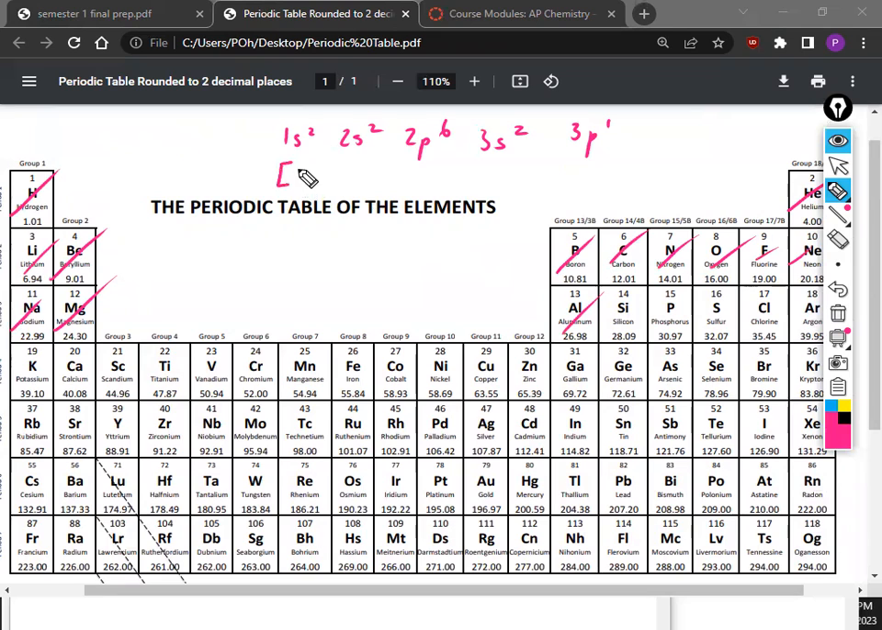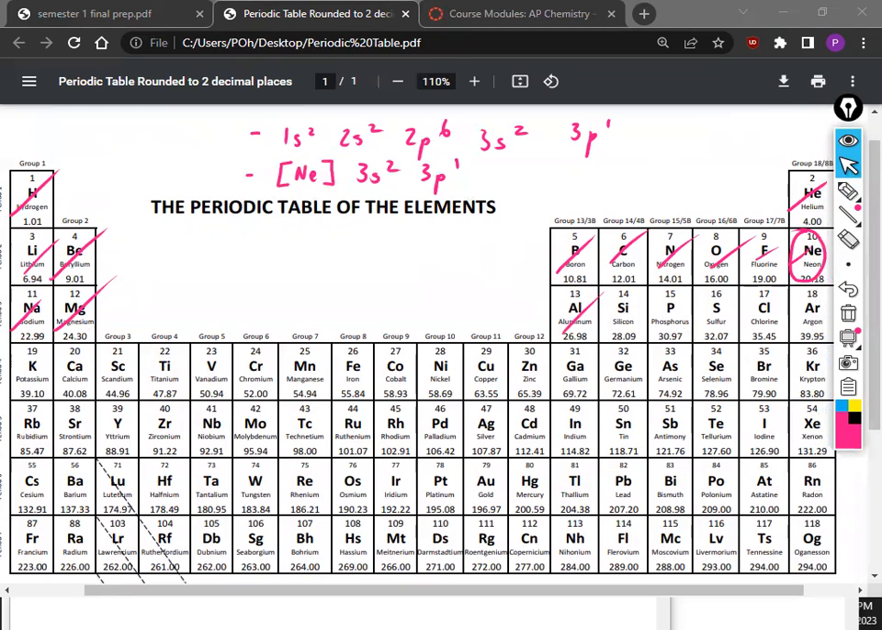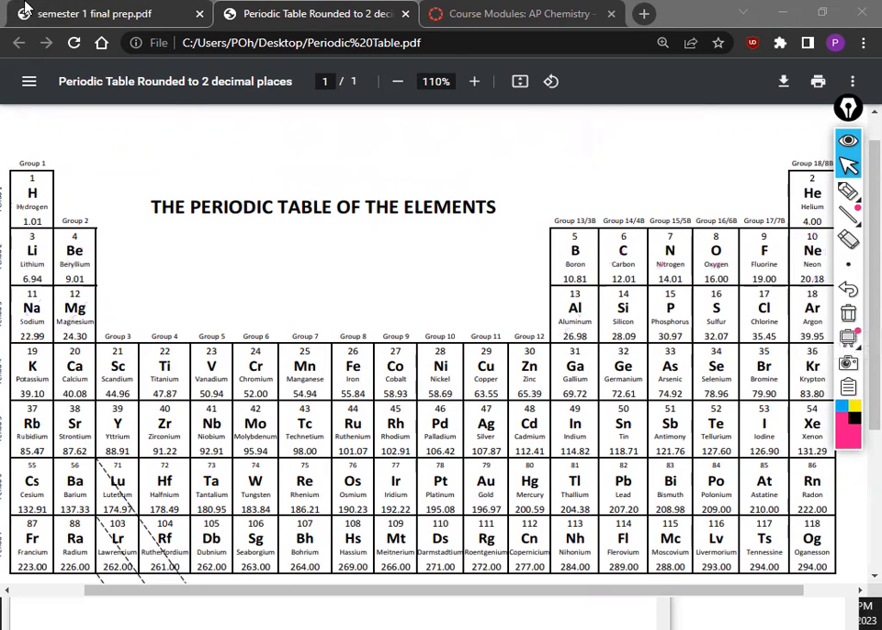Just kidding. All right, another way you could have done it is the noble gas configuration. The closest noble gas before is neon, and then you could have just done 3s2, 3p1. Okay, either one of these is completely fine. They didn't specify, so you could have done either of those. Yeah, because of neon, the noble gas. Alrighty, make sense? All right, let us move on to the next one.